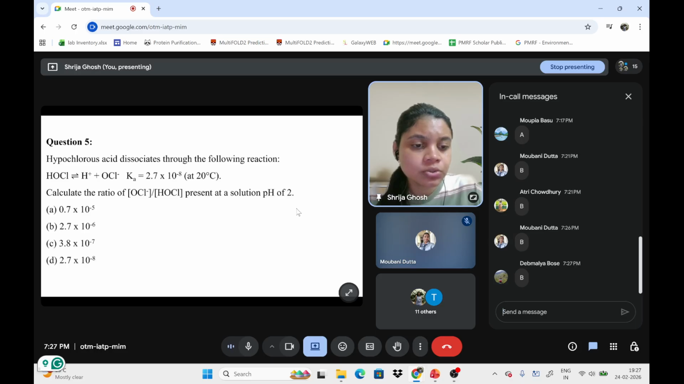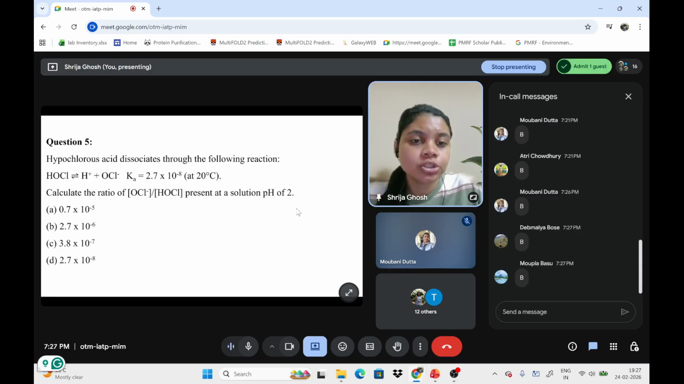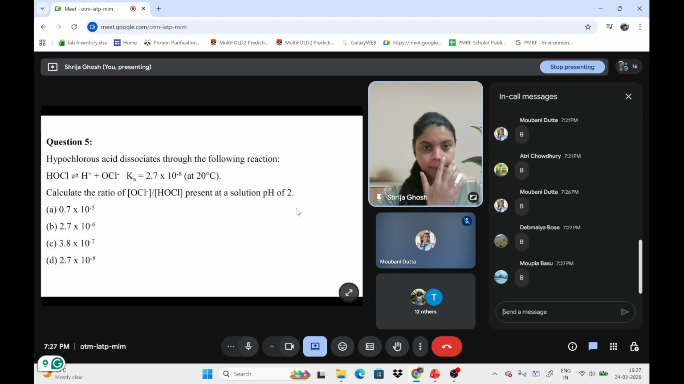Okay, I already see 2 answers in the chat box. What about others? For others, I'll give one hint: pH is given in this question as 2. So from pH, we can find the H plus ion concentration, right? And then you just see how we can write the dissociation constant in terms of the concentration of reactants and products for this reaction.